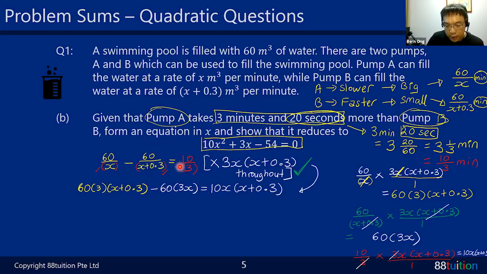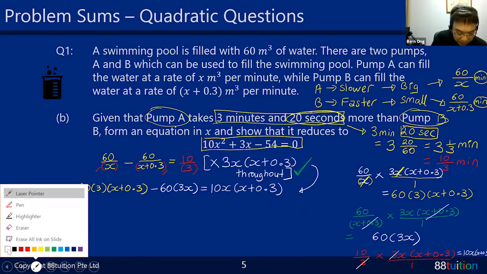10 over 3. I already got the 3 below already. I don't want this 3. But I need the x plus 0.3. So my top, I need to take x plus 0.3. So I will put in the things that I don't have. So that's a shortcut. If not, then you can do it on the right-hand side, step by step. Nothing wrong with that also. But as you know, in exam, we don't have so much time, so if you can do it faster, you do it faster, please.